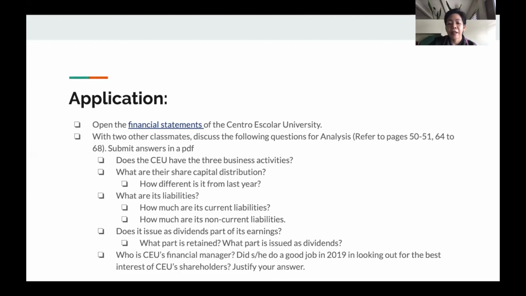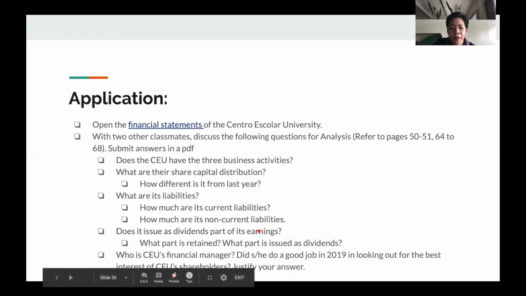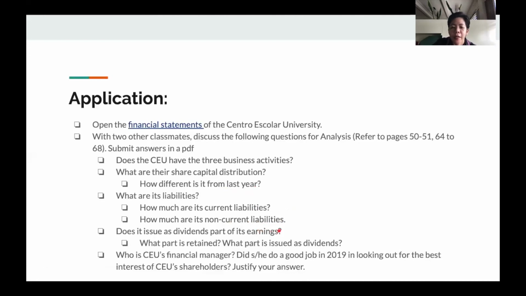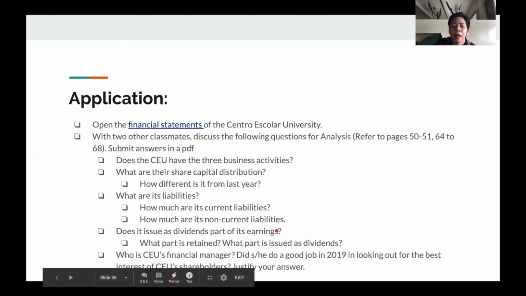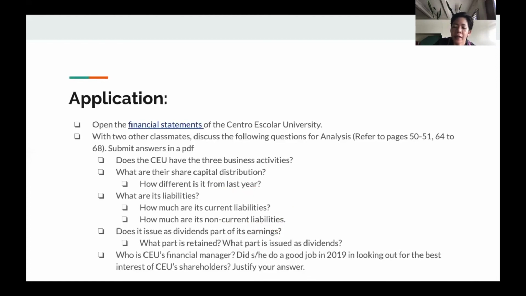If their liabilities increased, for what did they do it? Was there an increase in the equipment that they have, in the assets that they have? Okay, so do you think the liabilities that they incurred in 2019, the additional liabilities, do you think that these were invested in non-current assets? Okay, so do you think these were invested in equipment, assets, okay, or PPE, property, plant, and equipment? And then, as to dividends or earnings, does it issue dividends? Okay, does it issue dividends as part of its earnings? So what part is retained? What part is issued as dividends? Okay, or did it earn at all?